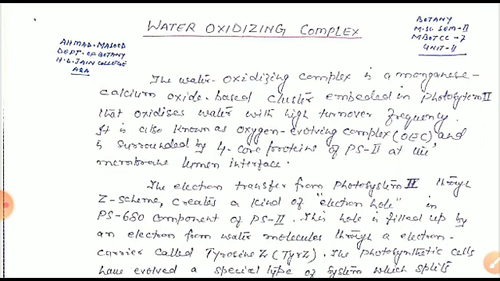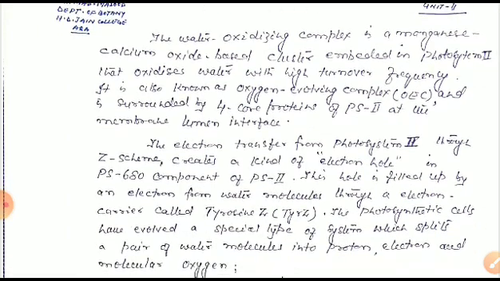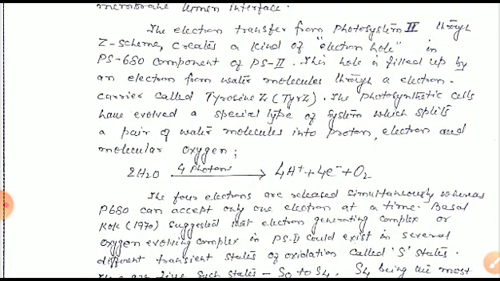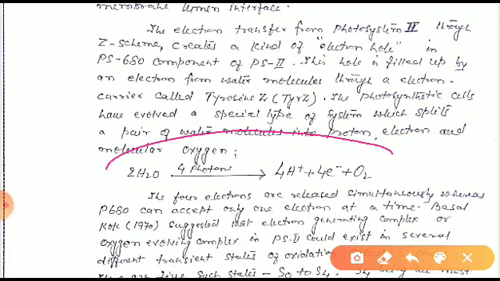As a result of all these, an electron hole is created in the chlorophyll molecules, and this hole is filled up by the electrons from water molecules through an electron carrier, that is tyrosine Z. The photosynthetic cells actually have evolved a special type of system which splits a pair of water molecules into proton, electron, and molecular oxygen. And this is shown here when two molecules of water is split.